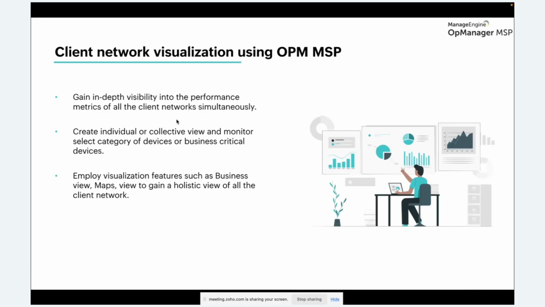Let's see how OpManager MSP does that. You can easily gain in-depth visibility into critical metrics of all the devices in your client's network. MSPs can create individual or collective views and monitor selective categories of devices or business critical devices. Isn't that efficient? Also, there are several features in OpManager MSP to help you have a granular and holistic view of all your client networks. Why don't we check out these features and learn how to efficiently visualize your client network's performance?